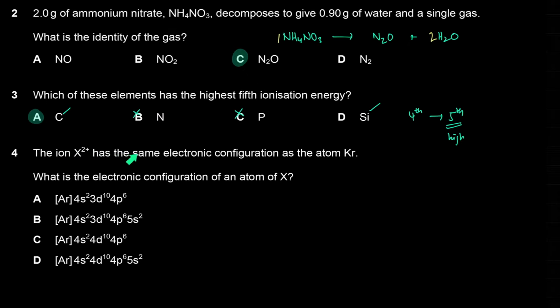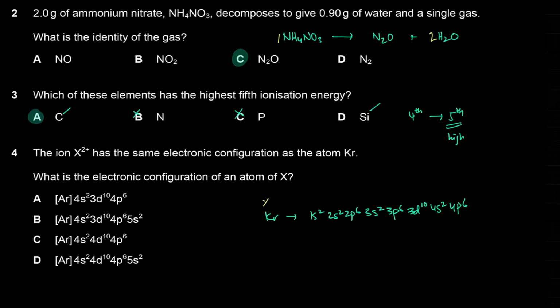The ion X2+ has the same electronic configuration as the atom krypton. What is the electronic configuration of an atom of X? When we look at the periodic table, we see that krypton is in period 4 and it's a noble gas. So the electronic configuration for krypton will be 1s2, 2s2, 2p6, 3s2, 3p6, 3d10, 4s2, 4p6. Noble gases end with p6, and we know it's in the 4th period, so it ends with 4p6.